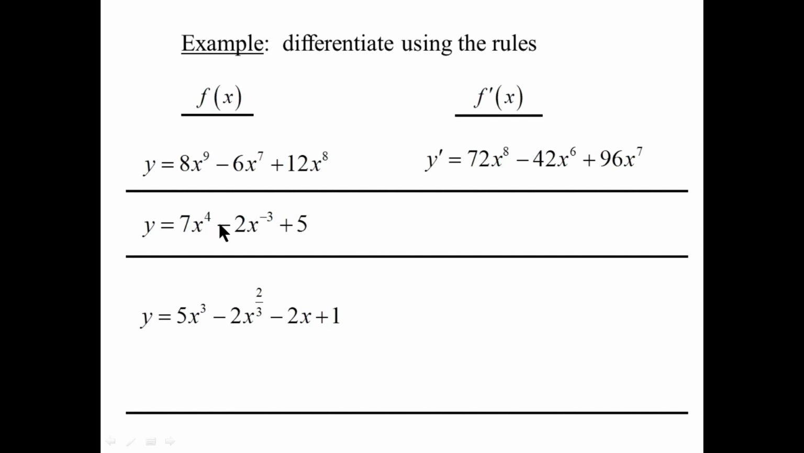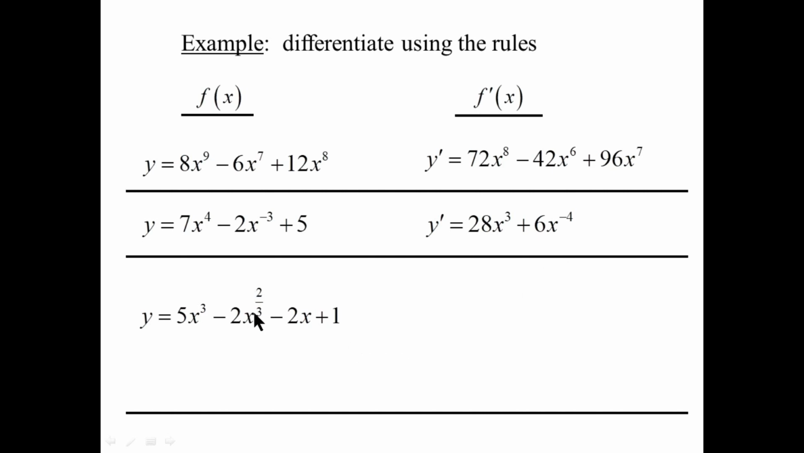So this becomes 28x to the 3 plus, because we're going to say minus 3 times minus 2 is plus 6x to the minus 4. And the derivative here is 0. Dwell on this one for a bit. 28x to the 3 plus 6x to the minus 4. And see where it all came from.